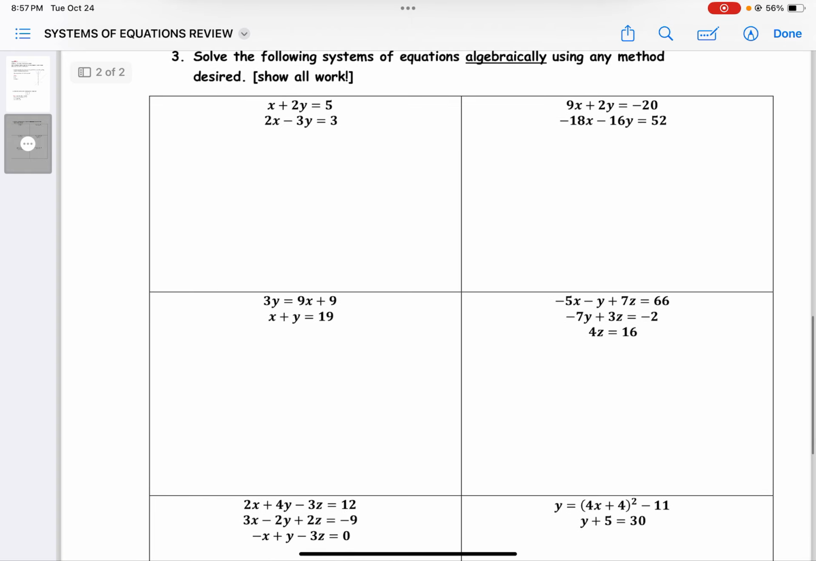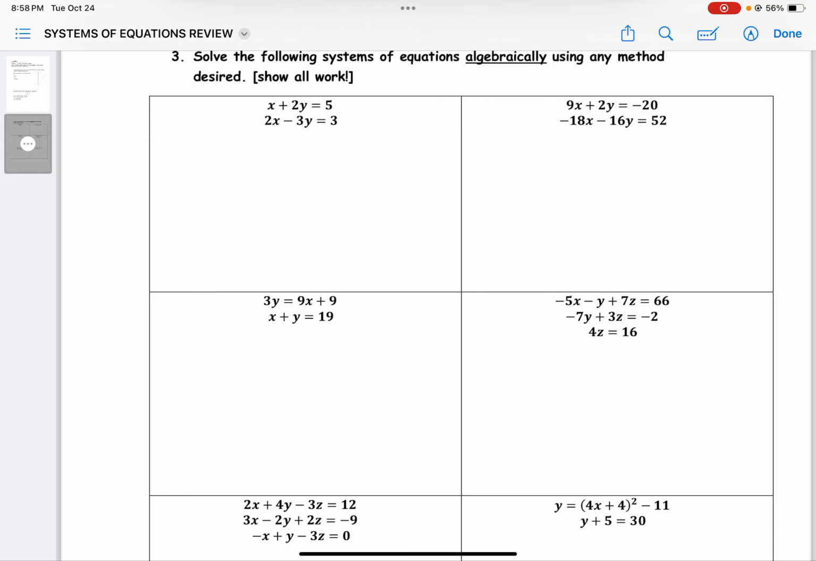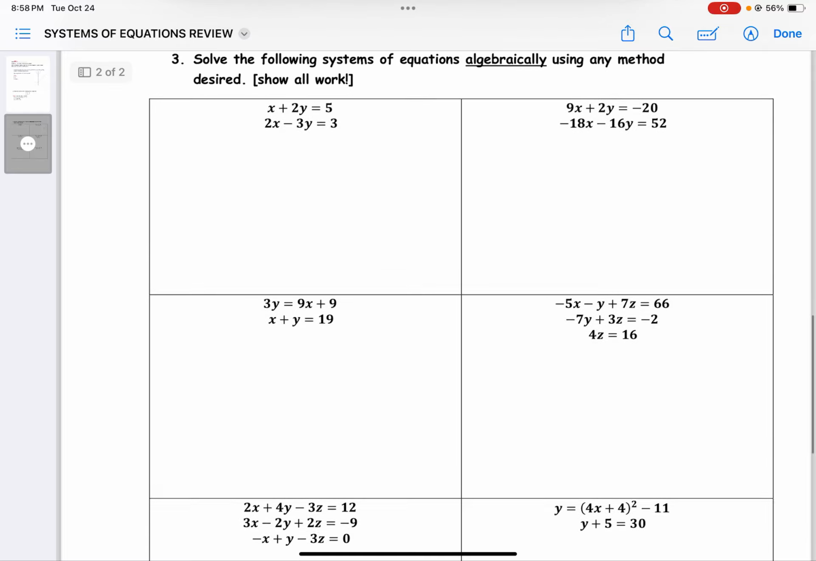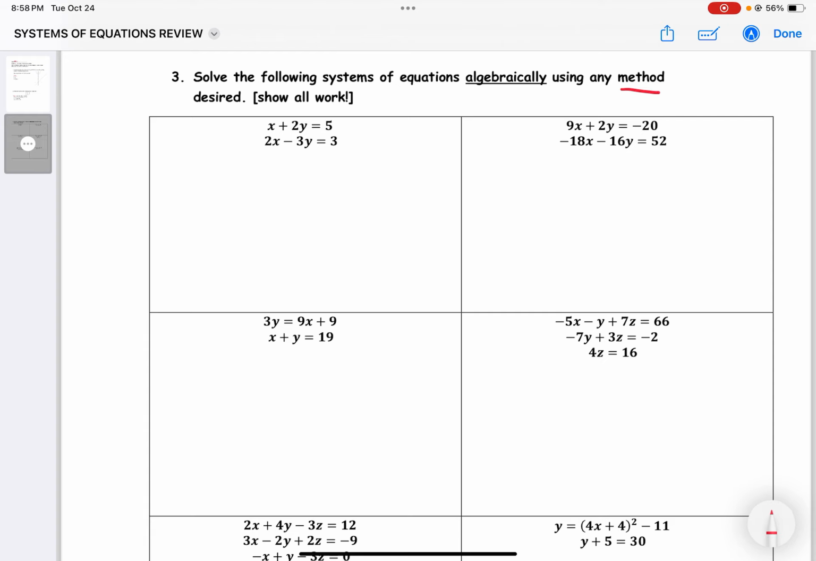Moving on to the meat and potatoes of this video, that is the actual systems of equations that we're going to solve algebraically. There are 6 of them. There will be 6 of them on the test, and there are 6 of them on the review. No surprises there. Starting with the first one, remember, you can use any method that you want, but that does not mean I'm not going to design the questions so they lend themselves more to one method over the other.